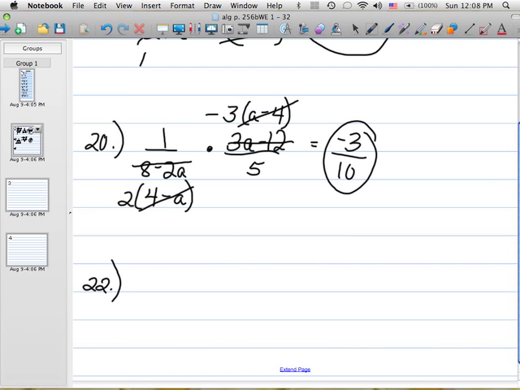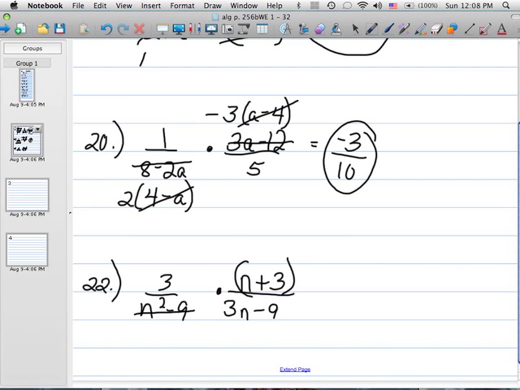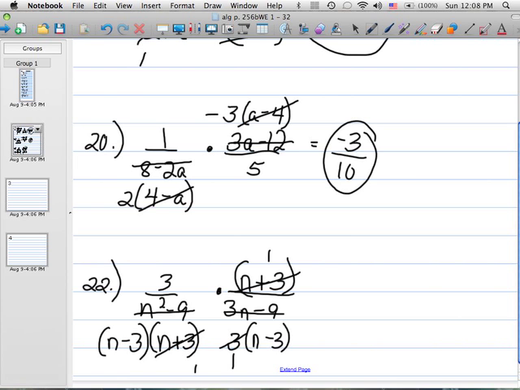Number 22. We have 3 over n squared minus 9. Change division to multiplication. Reciprocal will be n plus 3 over 3n minus 9. The n plus 3 can't be factored any further, so we'll make it a factor. The n squared minus 9 is the difference of two perfect squares, so that will factor to n minus 3, n plus 3. The 3n minus 9, we can pull out the common factor of 3, and we have n minus 3.